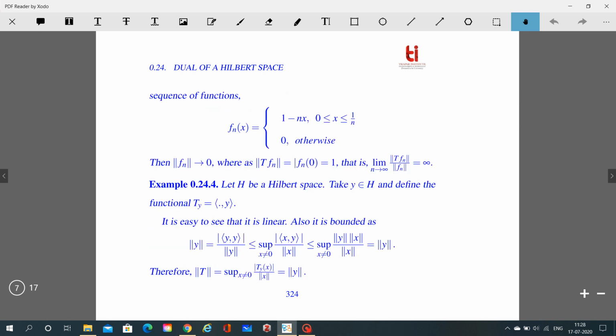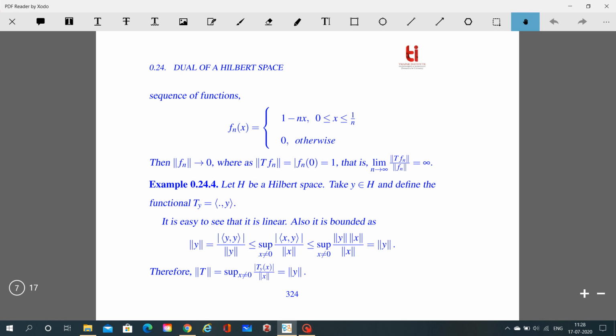For, take the sequence of functions f_n of x equal to 1 minus nx when x lies between 0 to 1 by n, and 0 otherwise. If we take the norm of f_n, it converges to 0, whereas the norm of Tf_n is equal to the modulus of f_n of 0, which is equal to 1. That is, the norm of Tf_n over the norm of f_n tends to infinity. So that is why it is unbounded.